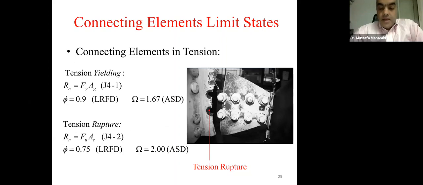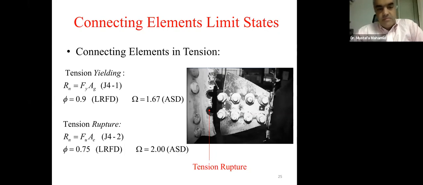Now, we looked at the bolt-related limit states and then the fillet weld limit state. These are applicable to the connections that we use. Now there are limit states related to the connecting elements, the plates that connect two members together, or angles or channels, connecting elements in general. So we have the tension yielding that's given in equation J4-1. That's Fy times Ag. And we have the tension rupture, that's FU times the effective area.